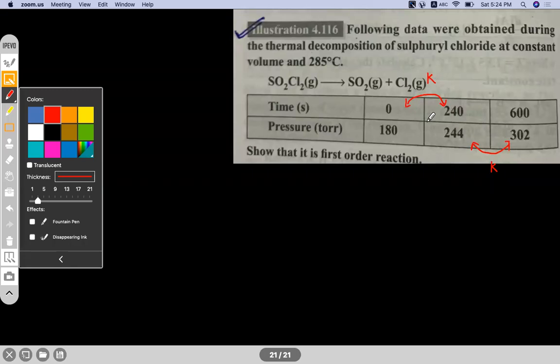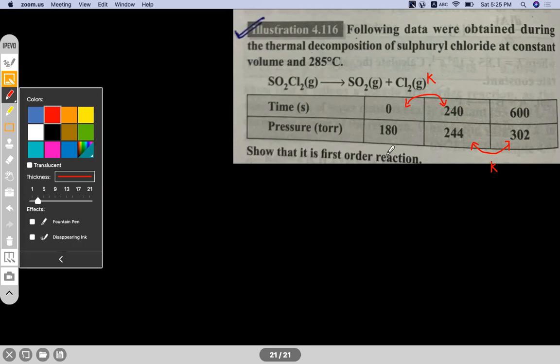The method is this only. For two sets of data, if the value of K comes out to be the same, then whatever assumption you have taken is correct. Means if the question is exactly like this, the data is given, and except this line it is written over here, what is the order of the reaction?